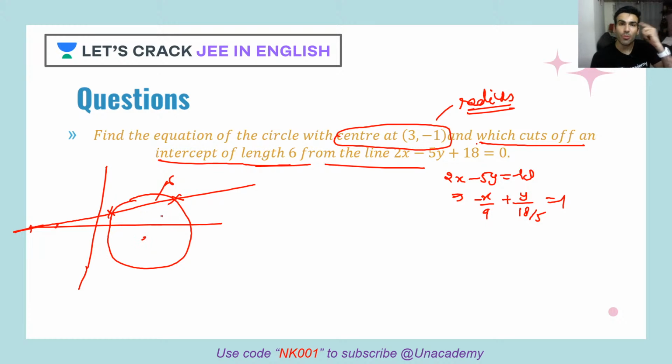Oh, it's again easy. You can directly use the geometry and be smart. How can you do that? You know half of this chord is 3. You can just calculate the perpendicular length, then you can use Pythagoras. Then the radius is known. Easy question.